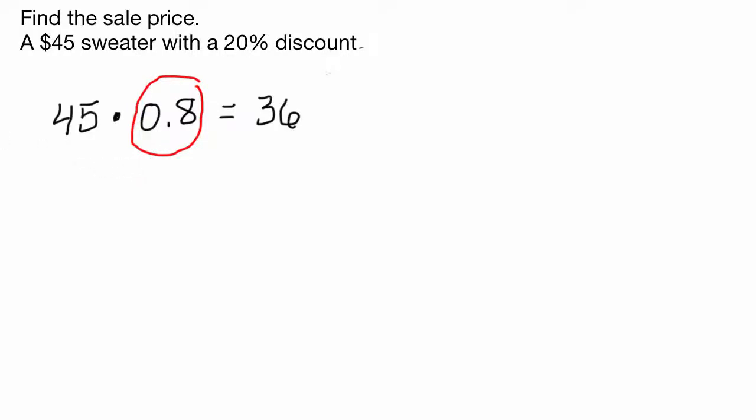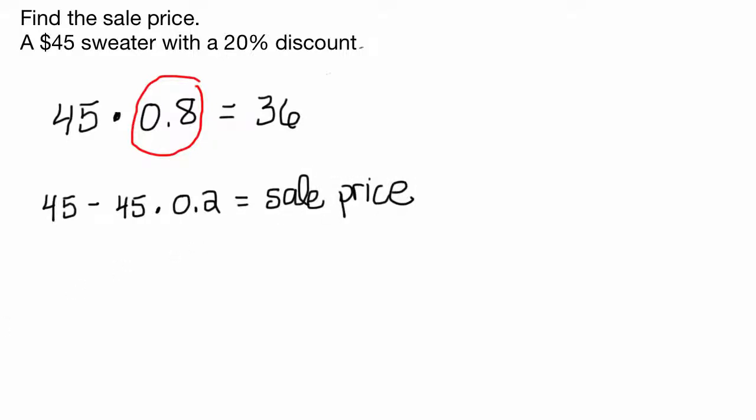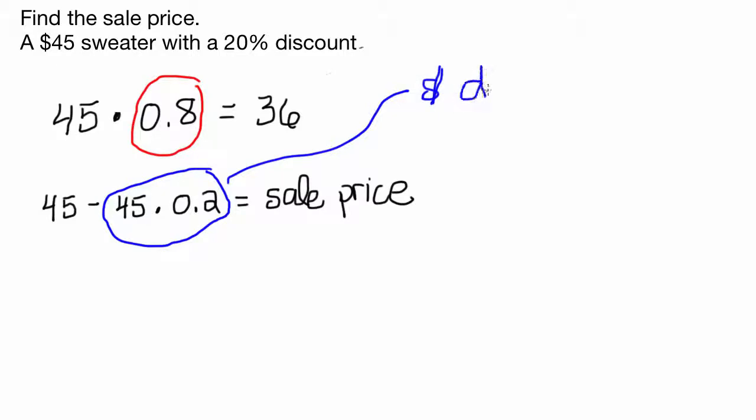Now, the question might be, why does that happen? Okay, so let's think about our original problem. Originally, I said it's the $45 minus the dollar discount equals the sale price. So the dollar discount we established was 45 times 0.2 because it was a 20% discount, and that equaled the sale price. So remember, this right here we had established earlier was the dollar discount. That number right there was a dollar discount. So again, original price minus dollar discount equals sale price.